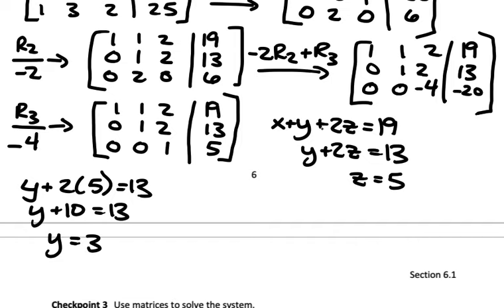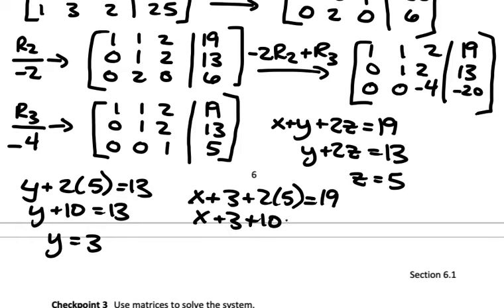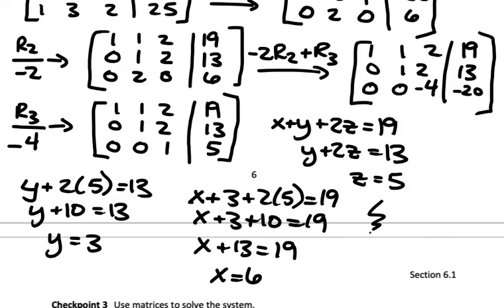Now I plug both z and y into the top equation to solve for x. So x plus 3 plus 2 times 5 equals 19. That's x plus 13 equals 19, and so subtracting gives me a value of x equals 6. So my answer, my x coordinate is 6, my y coordinate is 3, and my z coordinate is 5.